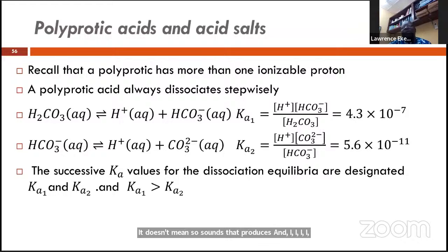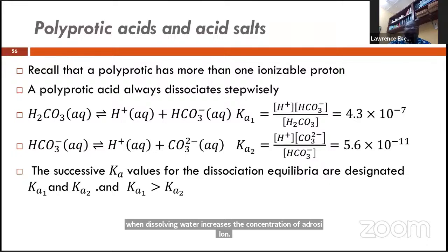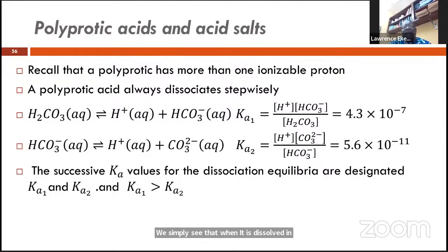An Arrhenius base can also be defined as any substance that, when dissolved in water, increases the concentration of hydroxide ion. Or we simply say that when a base is dissolved in water, it produces hydroxide ion. So that is the definition of acid and base under the Arrhenius concept.